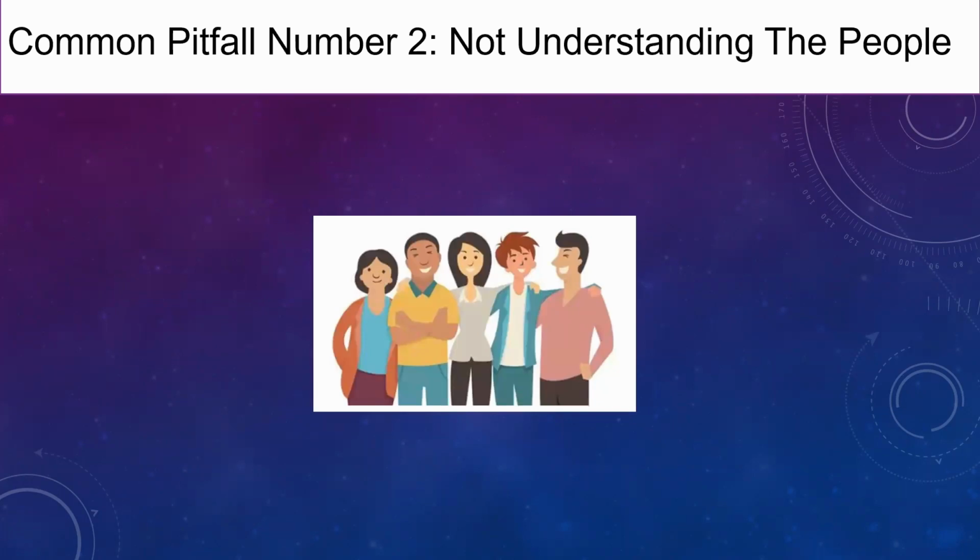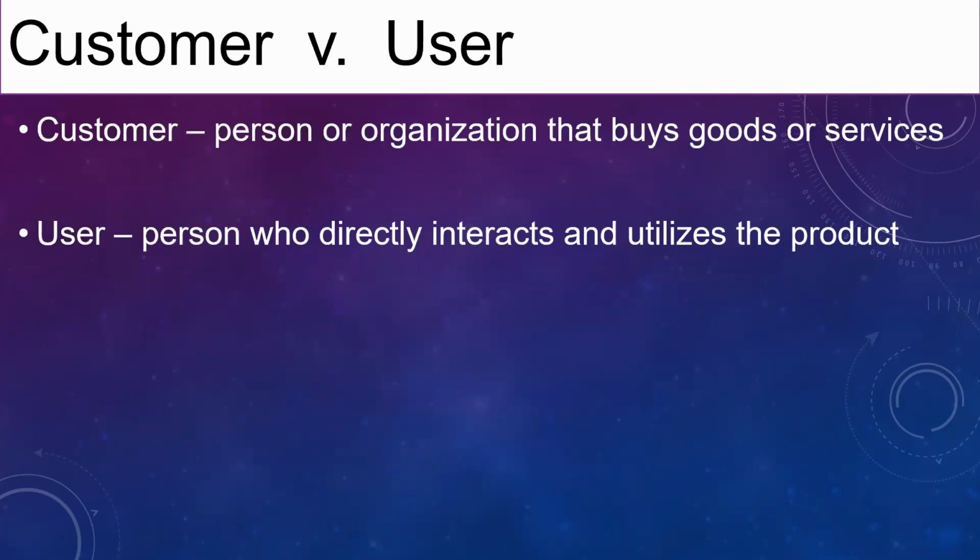Common pitfall number 2, not understanding the people. I think business students tend to have a better idea of this than how we train our students in engineering, but that's really understanding the difference between a customer and a user. So the customer, again, that's that person who's actually going to be spending the cash, right? They are spending the money on the goods and services. And then the user, which is the person who's going to directly interact with the product.